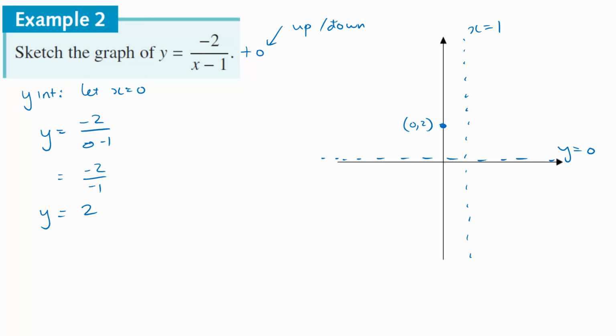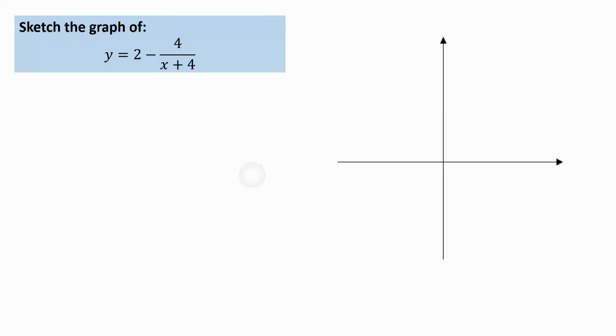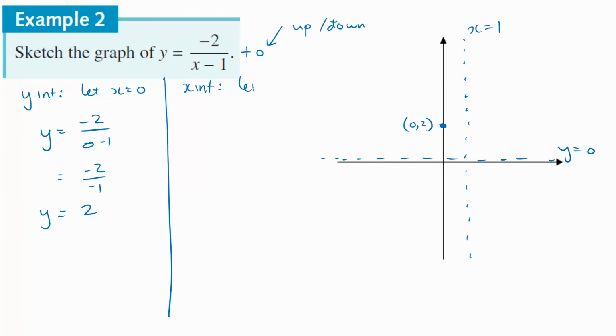Now I need my x-intercept. How do I find my x-intercept? Let's go with Sydney. Y. Good. Let y equal to 0. So I'm going to go to this one. Let y equal to 0. I'm going to do it in red. Fantastic. Good. Now negative 2 over x minus 1.